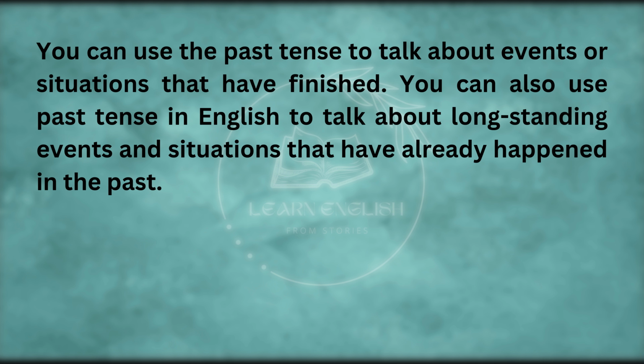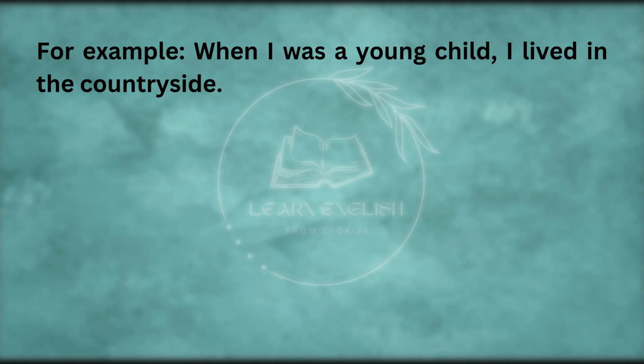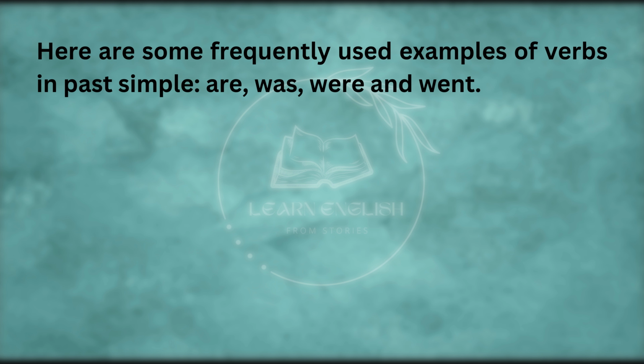Rules. You can use the past tense to talk about events or situations that have finished. You can also use past tense in English to talk about long-standing events and situations that have already happened in the past. For example, when I was a young child, I lived in the countryside. Here are some frequently used examples of verbs in past simple: are, was, were, and went.